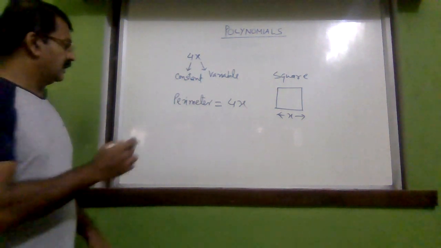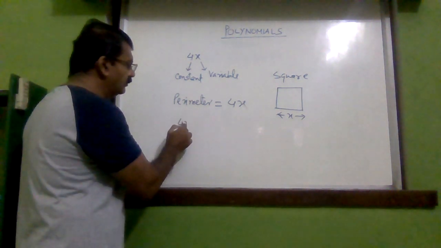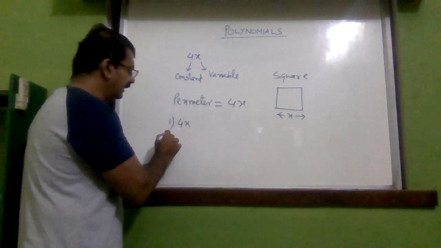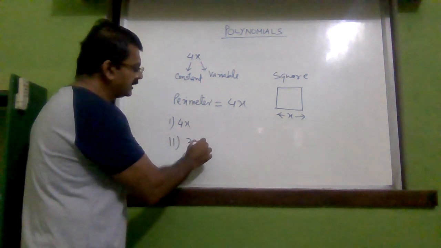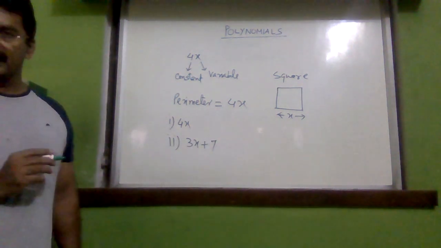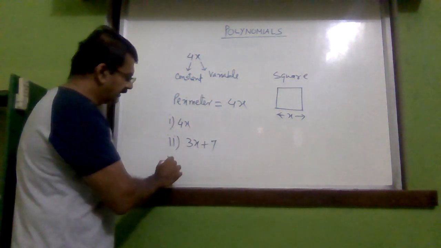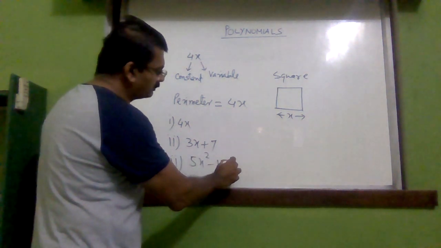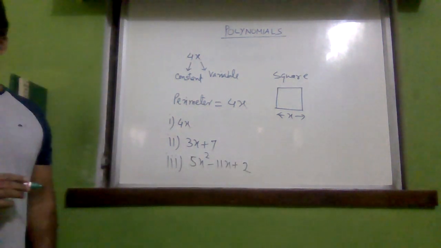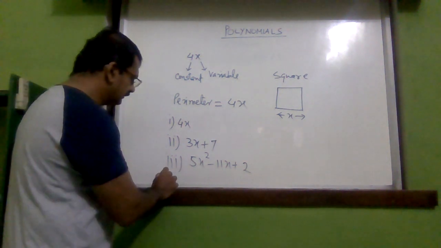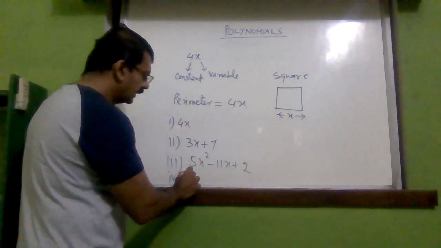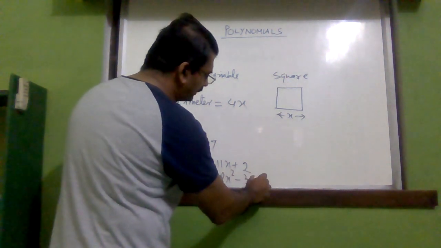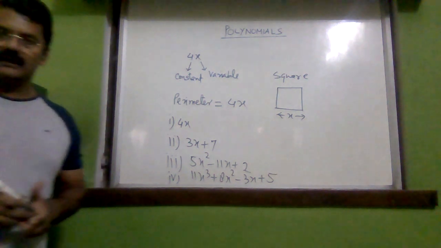Now, as I told you, 4x is a polynomial. Then 3x plus 7 is again a polynomial. Then 5x square minus 11x plus 2 is also a polynomial. And 11x cube plus 8x square minus 3x plus 5 is also a polynomial.